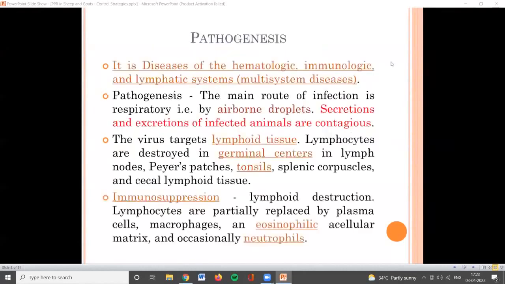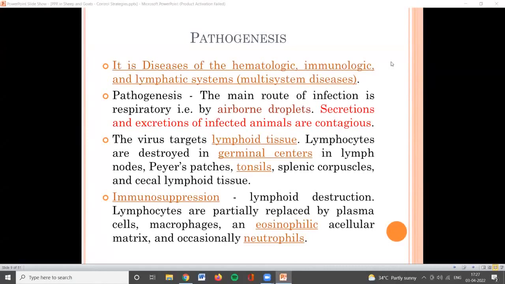PPR is a disease mainly affecting the immunological and lymphatic system, along with some hematological changes. The main route of infection is respiratory. That is, the disease is transmitted by airborne droplets. Infected animals' secretions and excretions are also contagious.